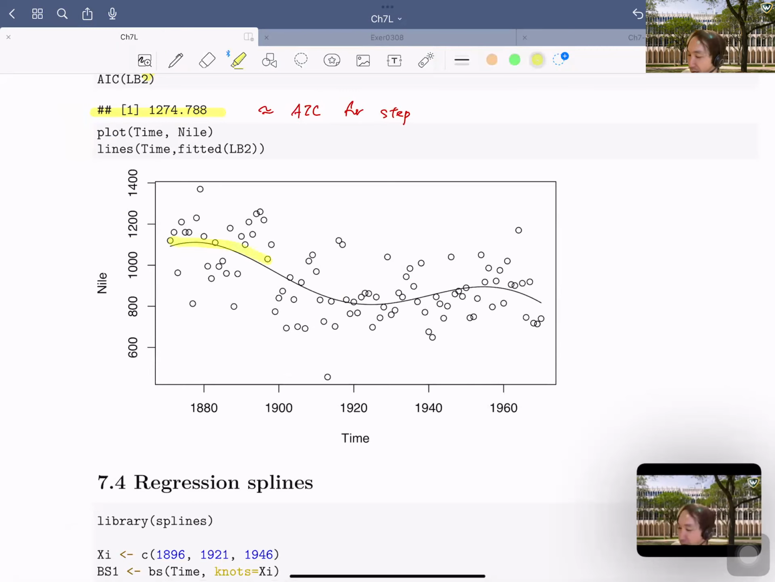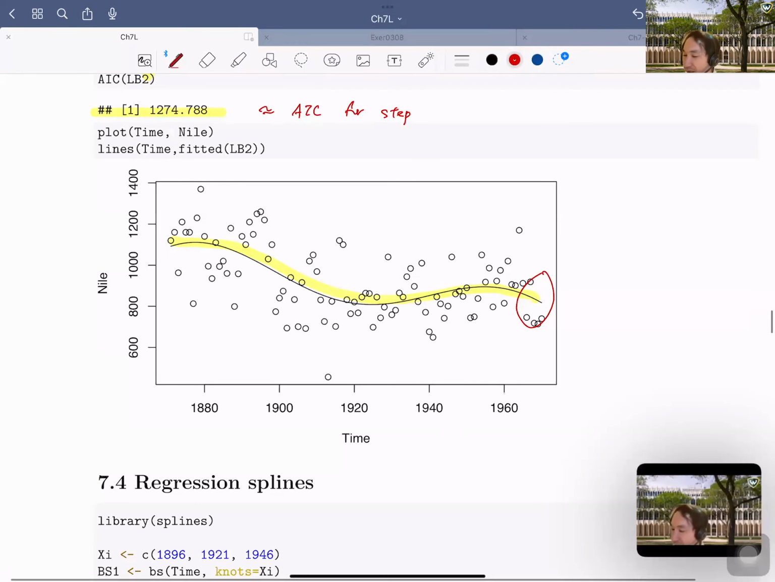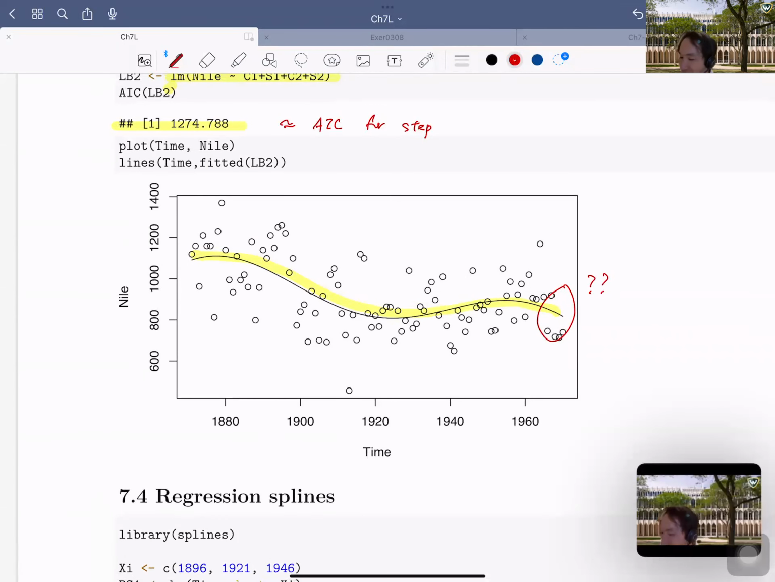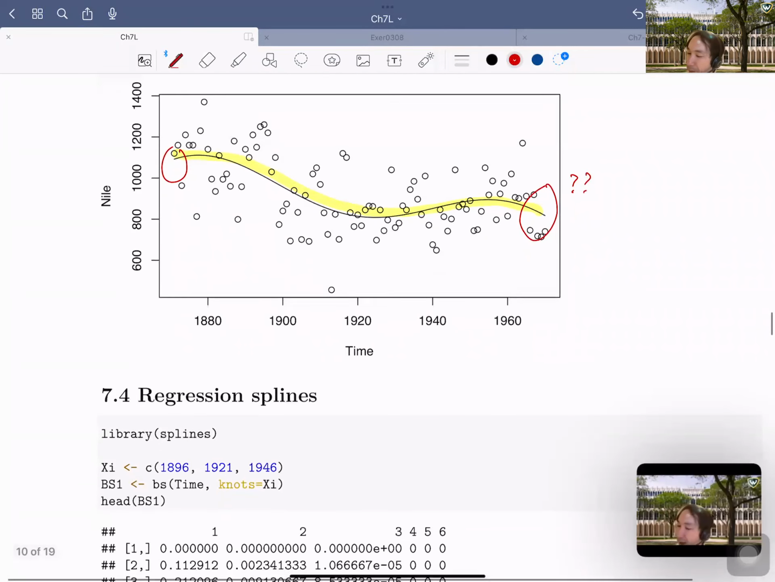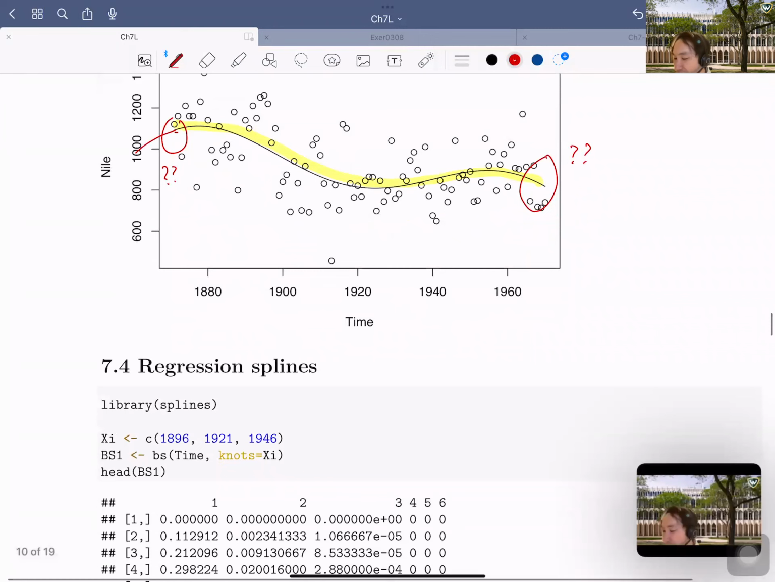It captures the curve. I think around here, it's pretty questionable. Often both ends are questionable. I mean, here it looks fine, but I don't know, this goes down, right? So is it correct or not? Usually on both sides, the fitted curves are not reliable.